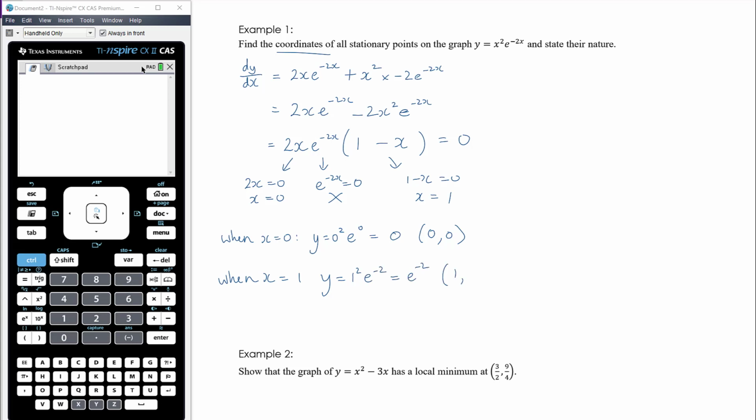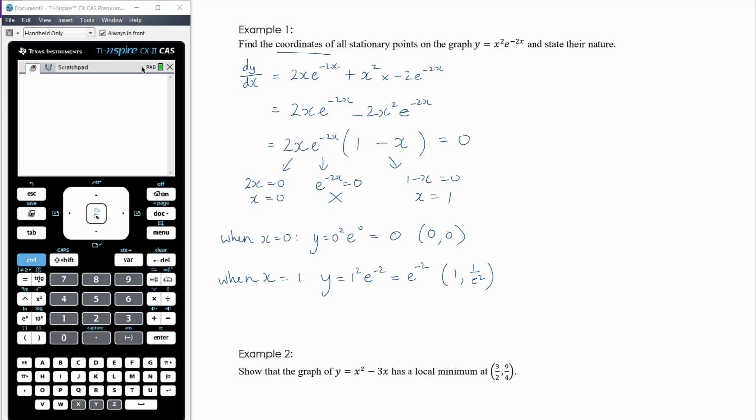So we have 1 e to the negative 2, or 1 on e squared. Now it's not enough to say, oh well that y value is higher than that one, and so therefore that's a max and that's a min, because you could have a graph with a min and then a stationary point of inflection. You could have a point of inflection and then a minimum. You could have a maximum and then a point of inflection. You could have all sorts of things. So it's not about comparing y value, you need to compare gradient to determine the nature.